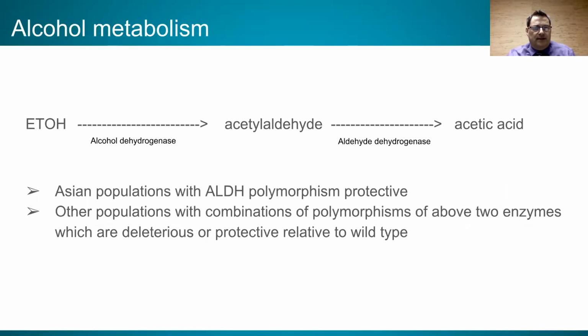So this is just a little thing on alcohol metabolism and kind of an example of differences in the polymorphisms and what effect that has. So alcohol, this is the metabolic pathway of alcohol. Alcohol is metabolized to acetaldehyde, which in turn is metabolized to acetic acid, basically vinegar.